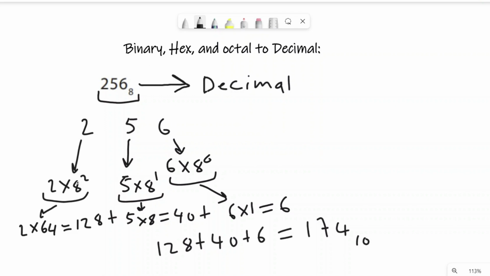You just have to use 16 and 2 respectively for the bases instead, and then multiply and add in carefully each value to find your decimal value. Okay, next up we have to go into how to go from decimal to these values, and so how to convert from the base 10 system to the other ones.